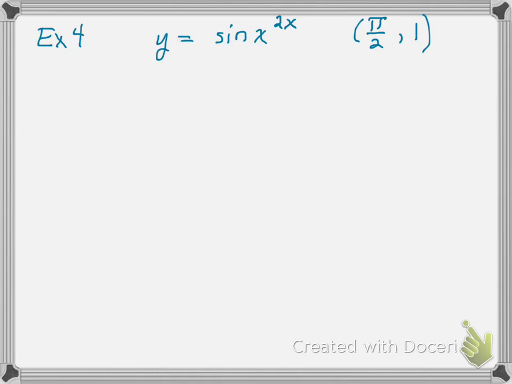All right, example 4. On this problem, we're going to find a derivative and then actually find the equation of the tangent line. So I want to know what's the equation of the tangent line, the line that's tangent to this curve at this point. So this is a point on this curve. If I plug pi over 2 in for x, I should get a 1 out. So I want to know the equation for the line tangent to this curve at this specific point.